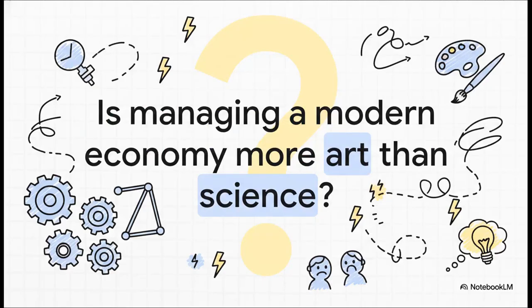And all this leaves us with one big question, doesn't it? These models, they give us this amazing scientific-looking framework. But when you factor in the sheer unpredictability of people, of global shocks, is managing a modern economy really more of an art than a science? Is it less about mechanical engineering and more about judgment, intuition, and maybe a little bit of art? Something to chew on.